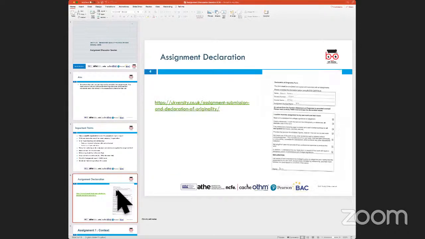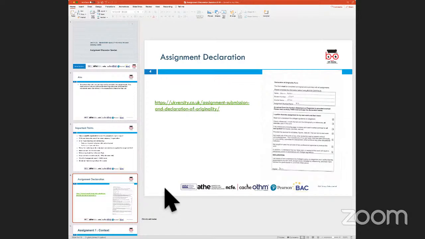One of the other key things which I'd quickly mention is that there's an assignment declaration that you need to complete. This declaration is primarily a confirmation that this is your own work, you've not colluded with anybody, this has not been plagiarized, this work has not been done by somebody else for you, and all the work that you've included in your assignment for verification and submission is your own piece of work, and you've followed the guidelines provided by the awarding body and the college to complete this piece of work for submission.